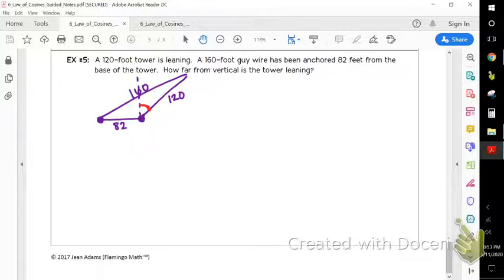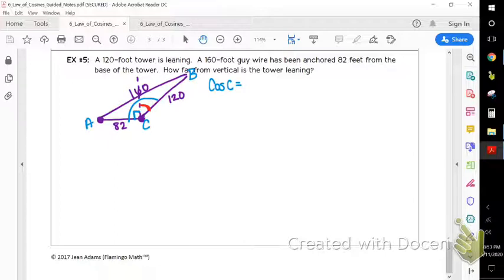So how can I find that? Well, let's think about this. If I knew this big angle right here, we know this is 90, so we could subtract the 90 and end up with our little red angle. So let's do that. So how can I find that angle? Well, if I label A, B, and C, then I'm looking for angle C. I know 3 sides, so I can use my law of cosines.